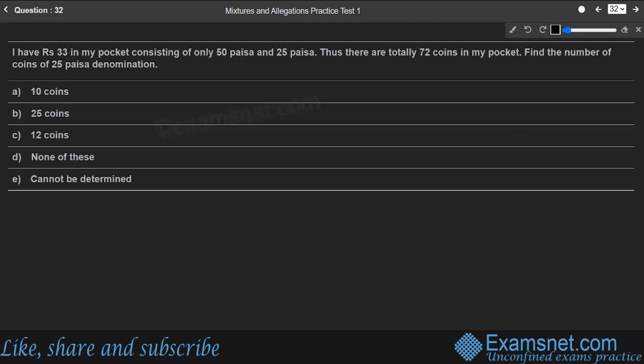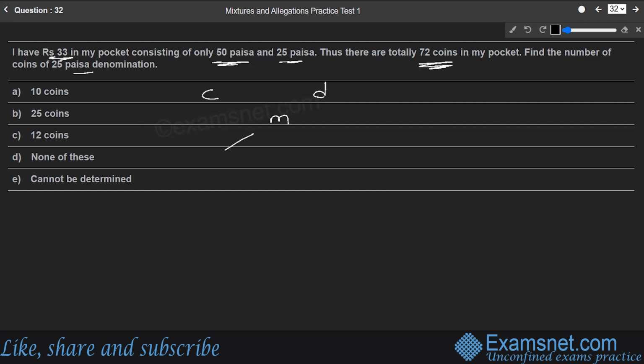Okay, let us see 32. I have rupees 33 in my pocket consisting of 50 paisa and 25 paisa coins. Thus, there are totally 72 coins in my pocket. Find the number of 25 paisa coins. So we can again utilize the method of mixing or alligation.